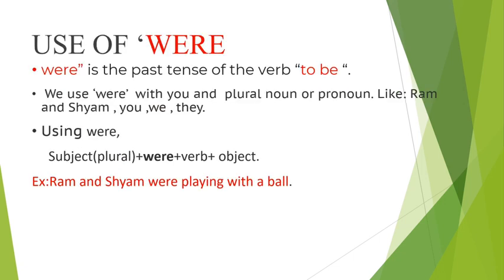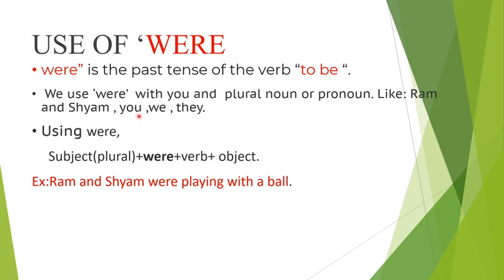Now let's talk about the use of were. Were is the past tense of the verb to be. Were and was both are the past tense of the verb to be, but they both are different. Okay, the uses are different. Now what is the use of were? Were is used with you and plural noun or pronoun like Ram and Shyam, you, we, they. Now here Ram and Shyam both a plural noun because two persons we are talking about.